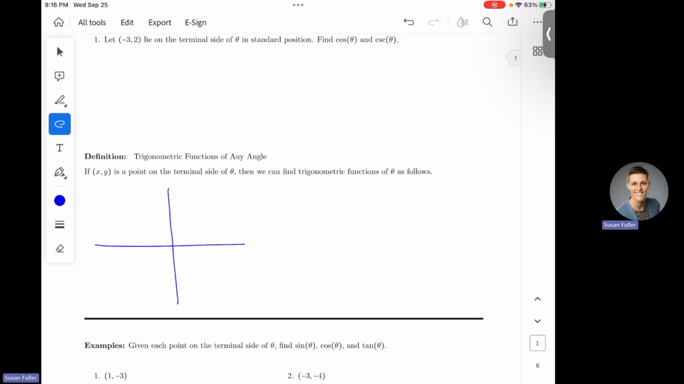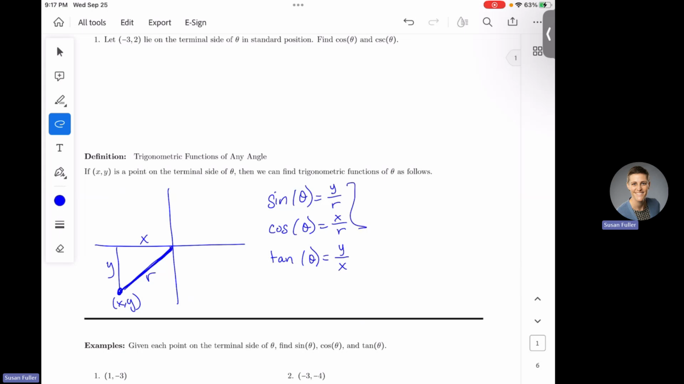Way back in our notes here, we said that if you had an ordered pair, X, Y, on the terminal side of your angle theta, then we could find X, Y, and R, where R is the radius of a circle that contains that point. And we said that the sine of your angle in standard position was Y over R, the cosine was X over R, and the tangent was Y over X.